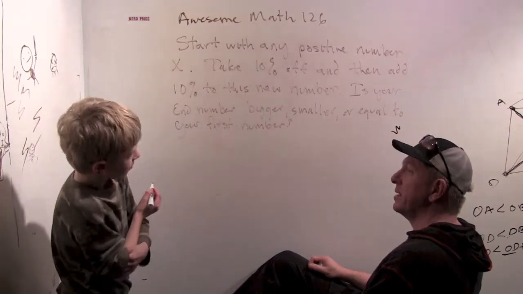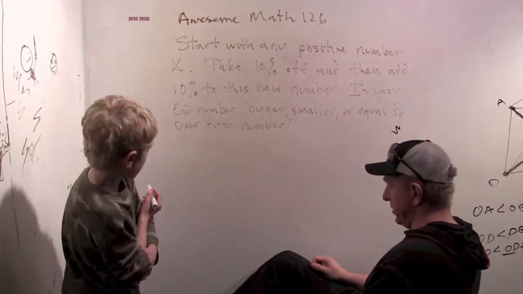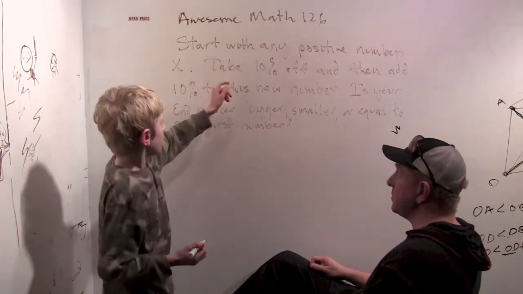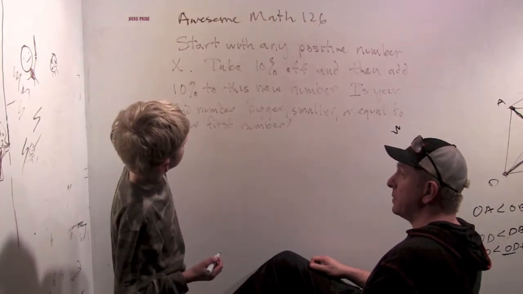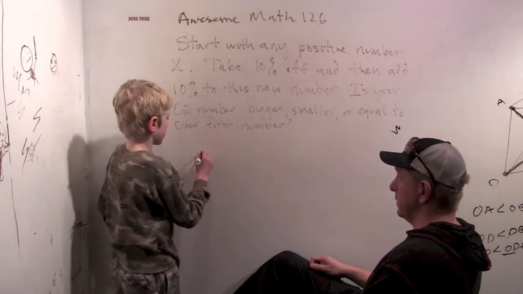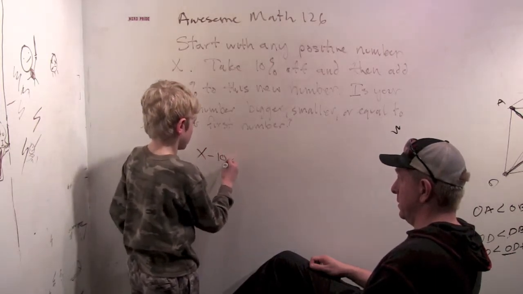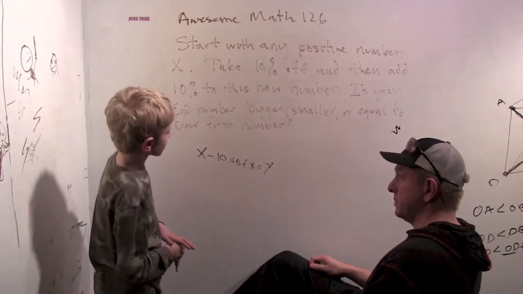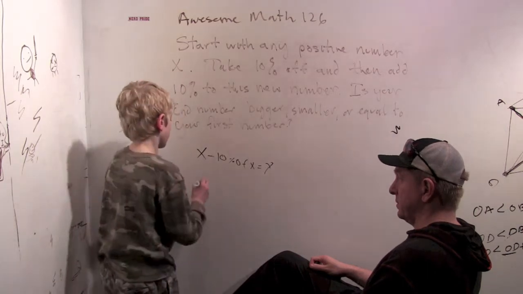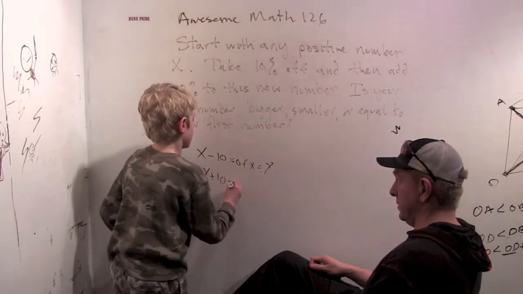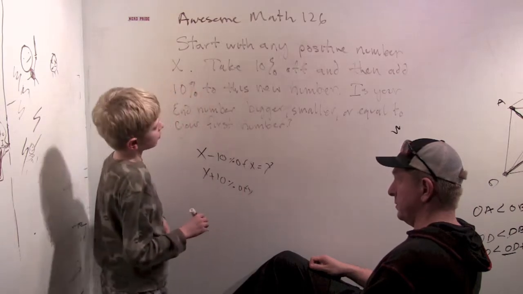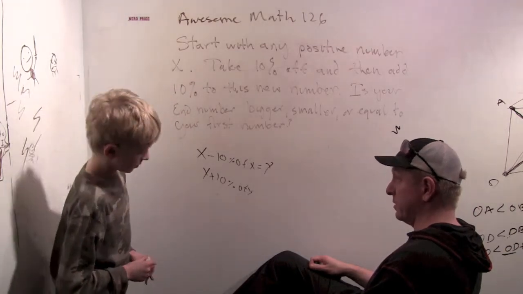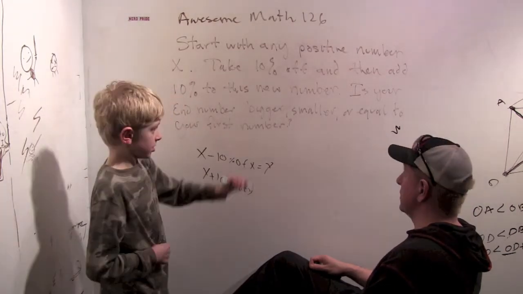Do you think you're going to end up bigger than, smaller than, or equal to your original number? I think you're going to end up smaller, because you're taking off 10%, which gets you to x minus 10% of x. That's y. And then you add 10% of y. 10% of y is less than 10% of x. Ooh, very interesting. So you're going to get less. So then it'll be smaller.